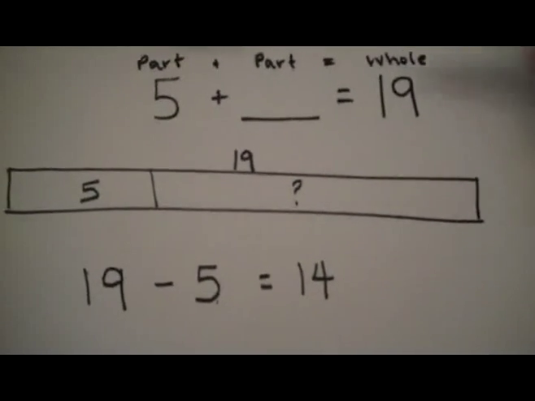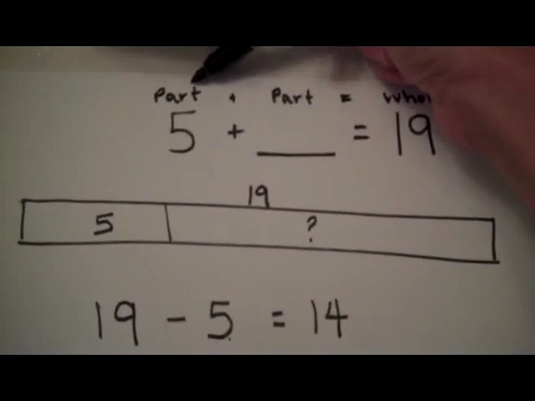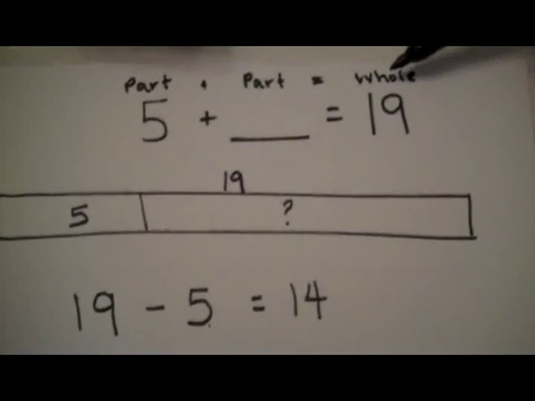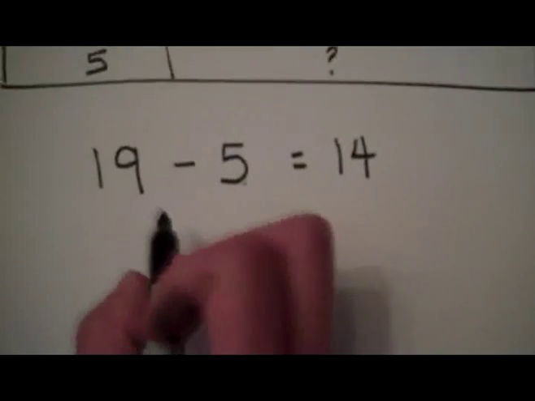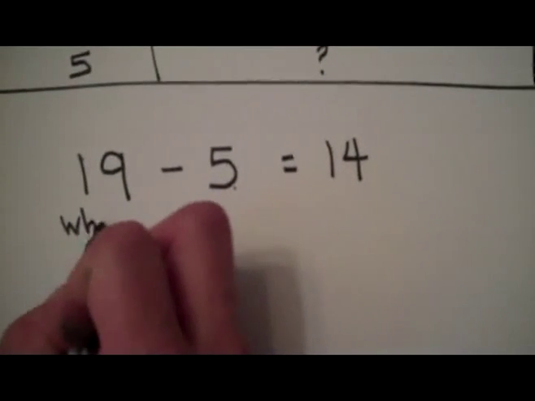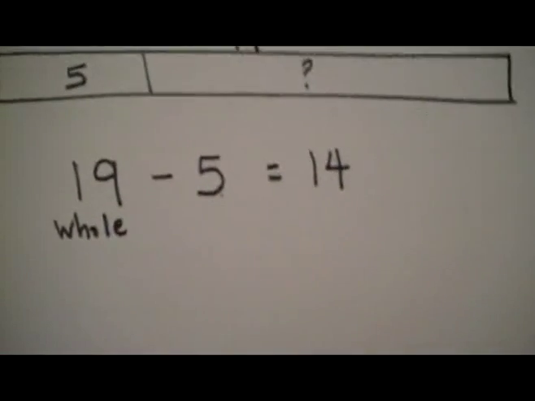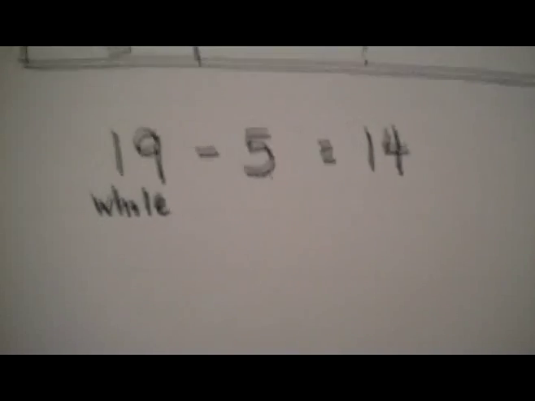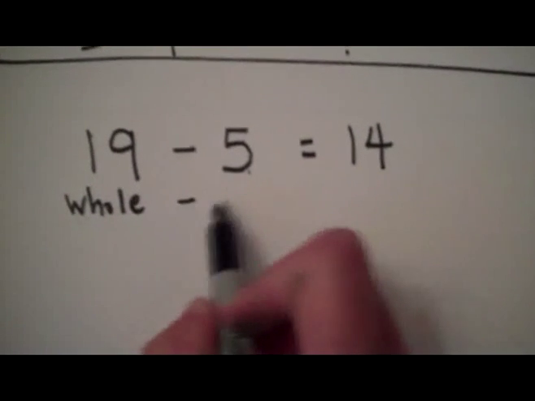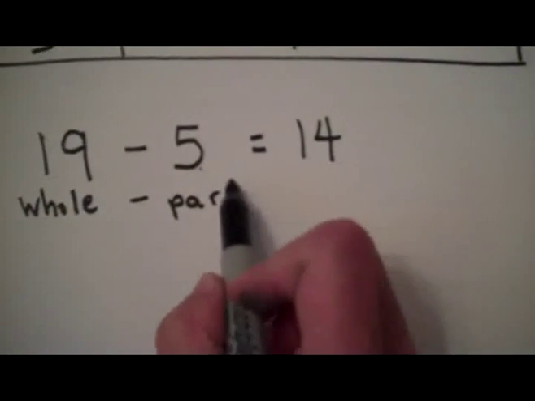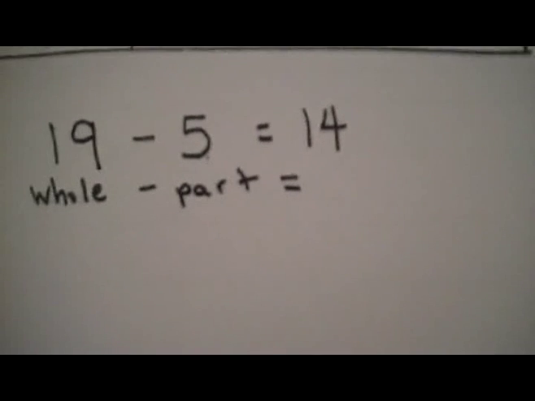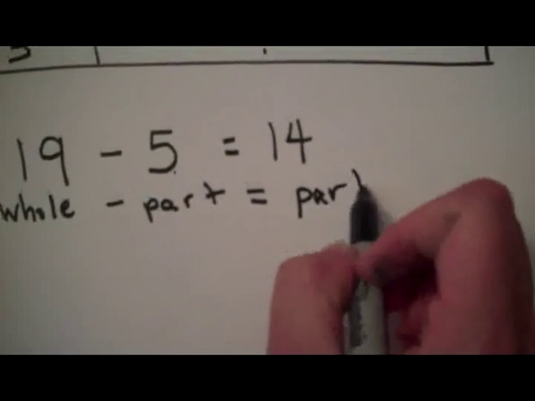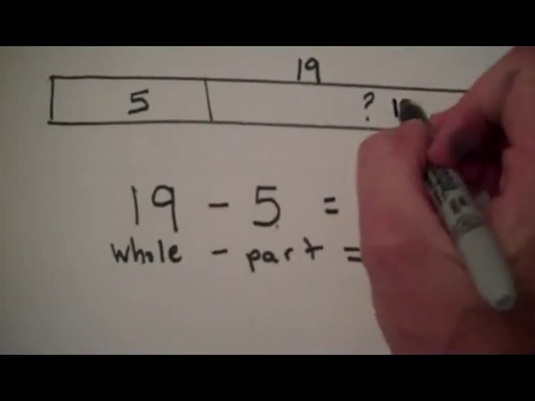So in an addition problem, they're set up always where it's part and part equals the whole. Subtraction problems don't work like that. Subtraction problems, your whole comes first. That's before you've taken anything away from it, so it's the whole thing. And then what you're taking away from it is one of the parts. So what you have left is the other part. And in this situation, the other part that we didn't know is 14.